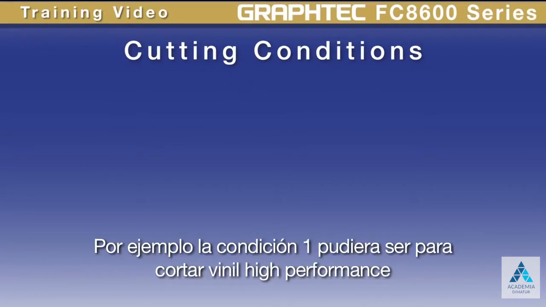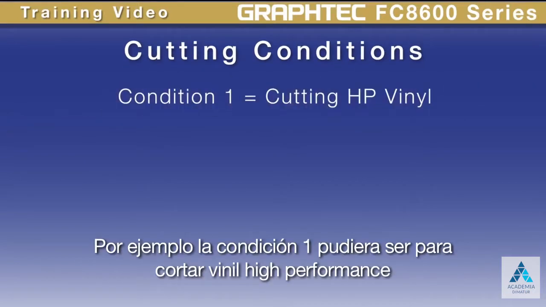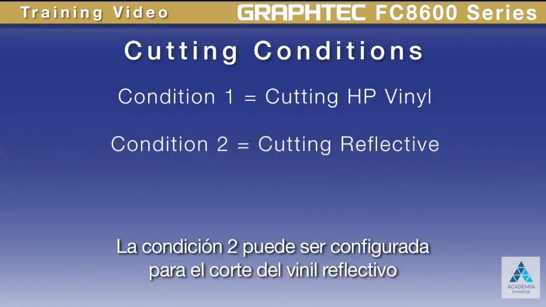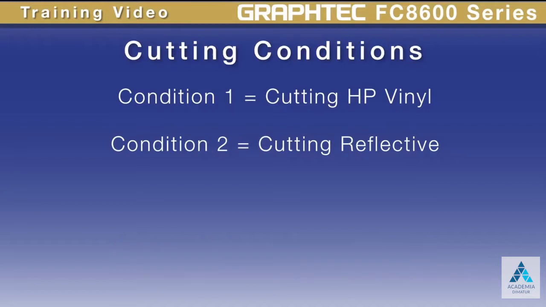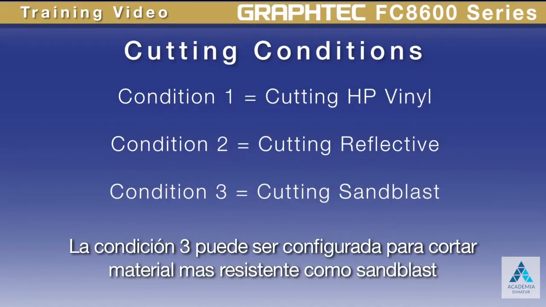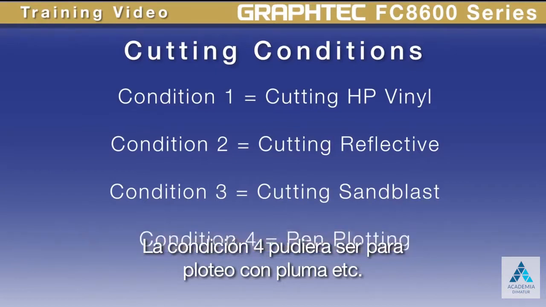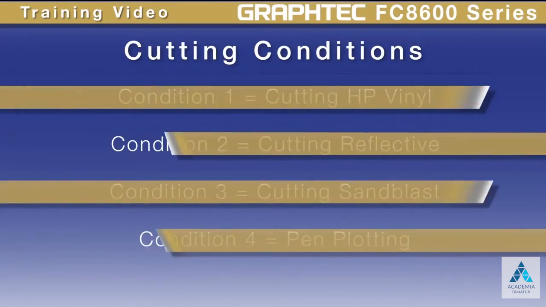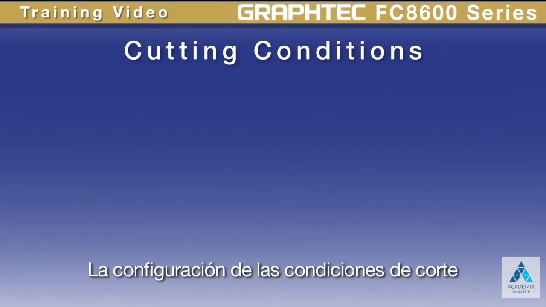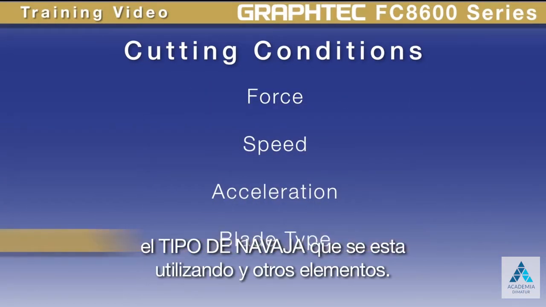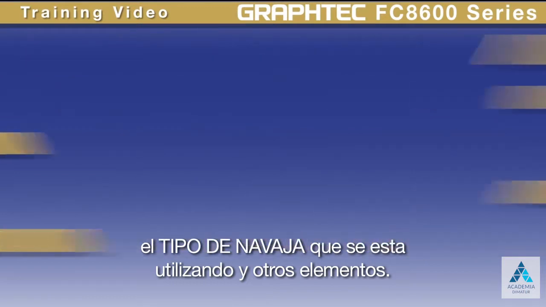For instance, condition 1 may be set for cutting high-performance vinyl with normal cut settings. Condition 2 may be configured for cutting reflective vinyl, which may need a higher force. Condition 3 may be configured to cut sandblast resist material that may need a slower speed. Condition 4 may be for pen plotting, and so forth. The settings within a cutting condition include the force, speed, acceleration, the type of blade that's to be used, and other settings.